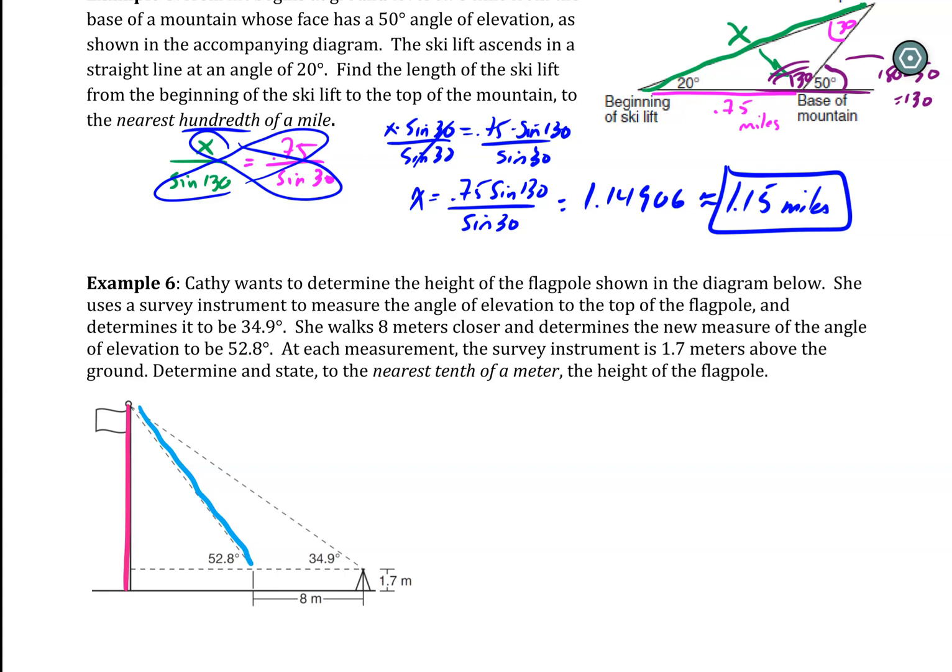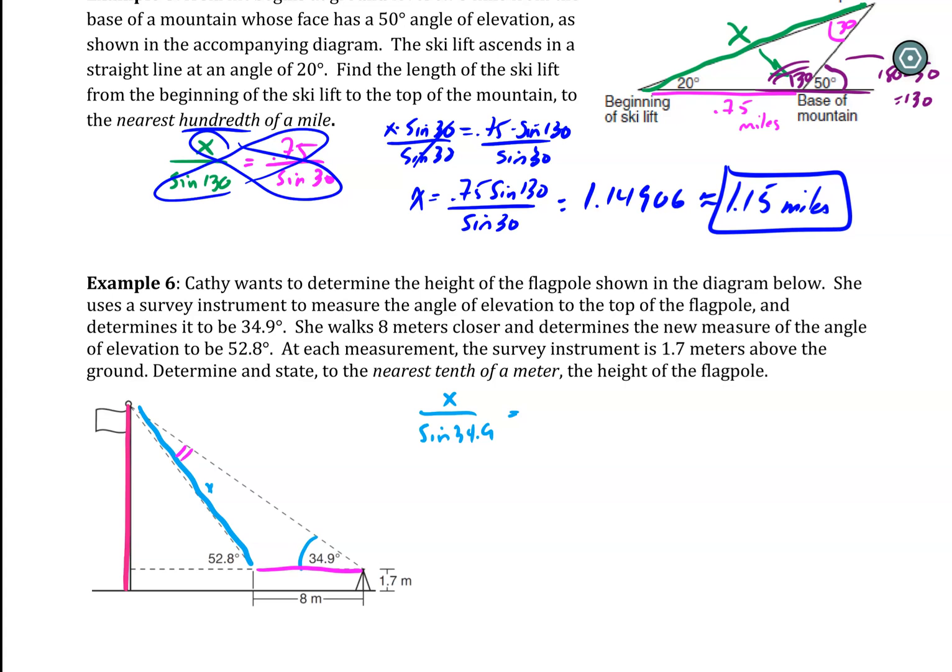So that would be the side associated with this angle. Let's call this x. So I've got x over the sine of 34.9 equals, right? Now I have this side here, and I've got this side of 8 meters, which means I would need this angle over here.